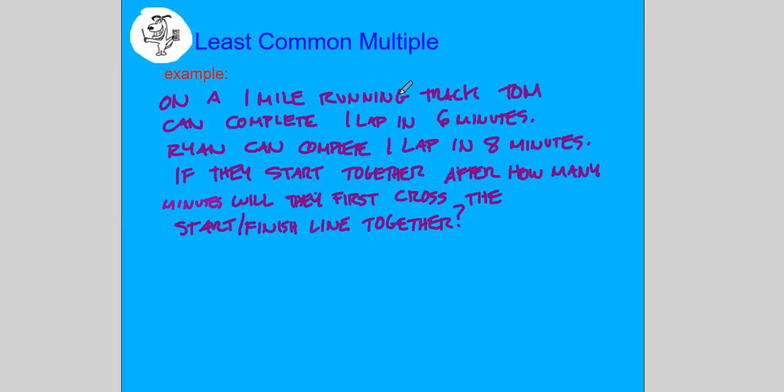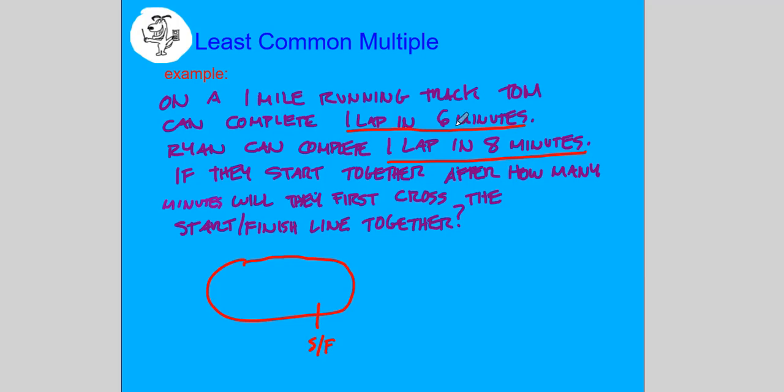Okay, last thing here. Suppose on a 1 mile running track, Tom can complete 1 lap in 6 minutes. Ryan can complete 1 lap in 8 minutes. If they start together, after how many minutes will they first cross the start-finish line together? So we got a 1 mile running track, okay? So here's the start-finish line. Tom is 1 lap in 6 minutes. Ryan is 1 lap in 8 minutes.